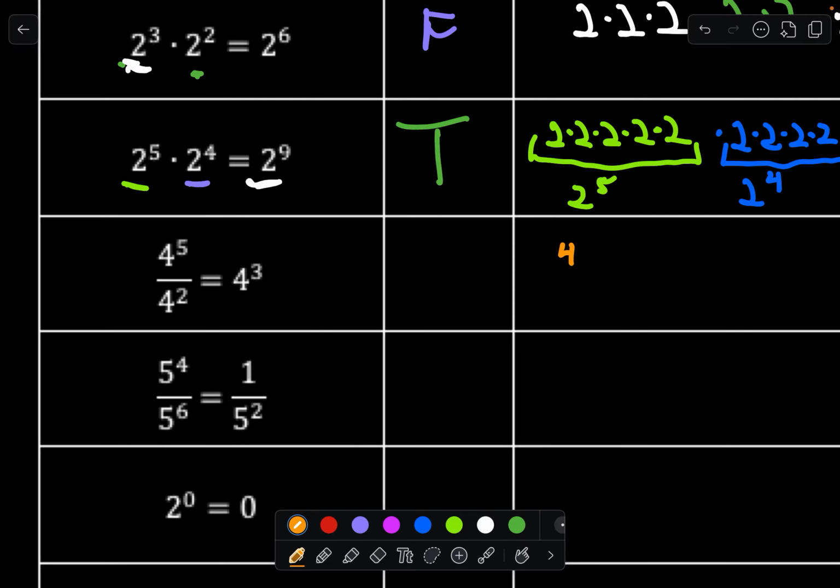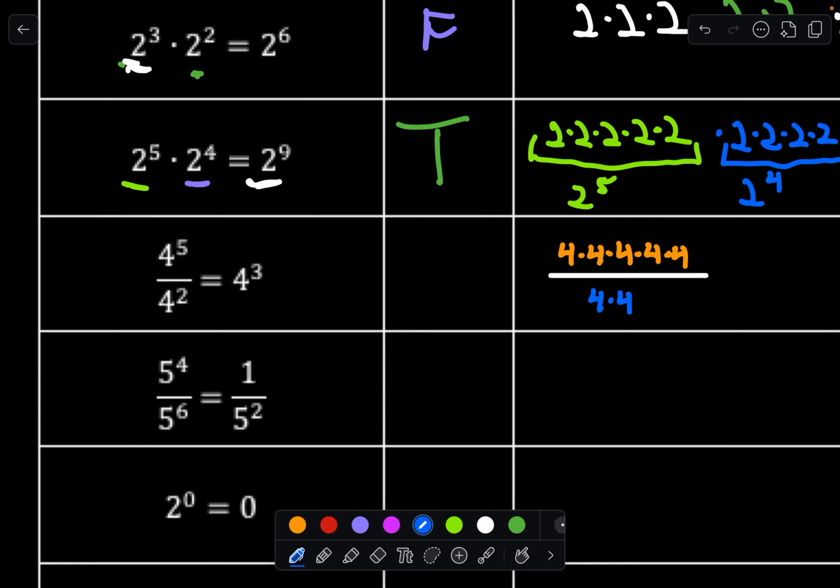4 to the 5th literally means 4 times 4 times 4 times 4 times 4. 1, 2, 3, 4, 5. All over 4 squared, and I'll write that in blue.